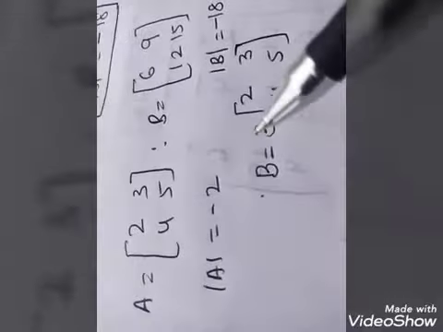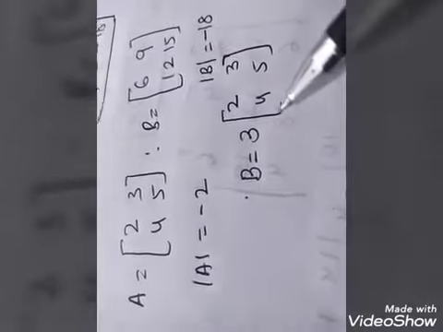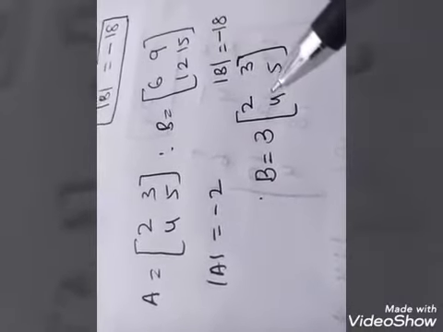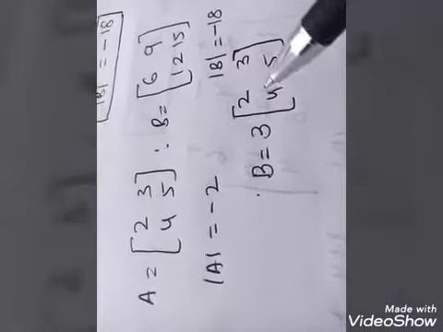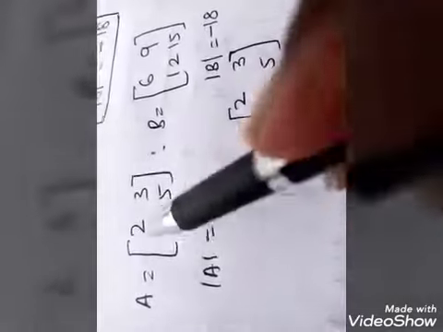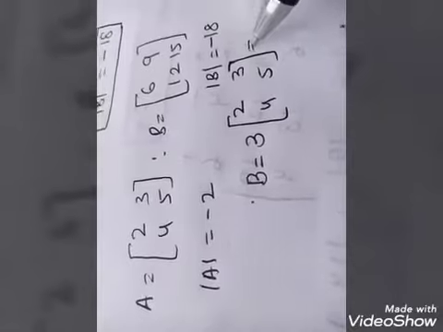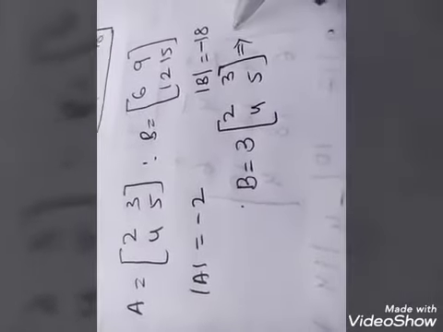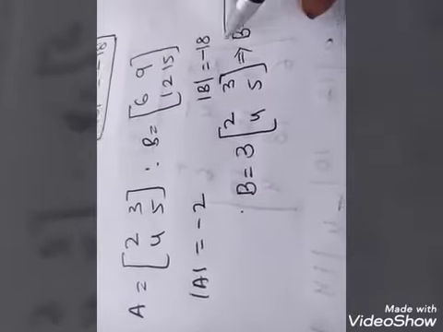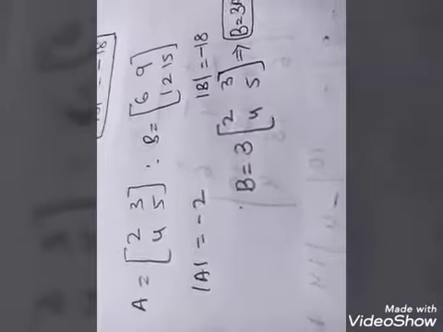Now I have written matrix B as a scalar multiple of a matrix. If I take 3 common, I am going to get 2 3 4 5. Observe that 2 3 4 5 means A or not? That implies B is equal to 3A. B is equal to 3A, you got.